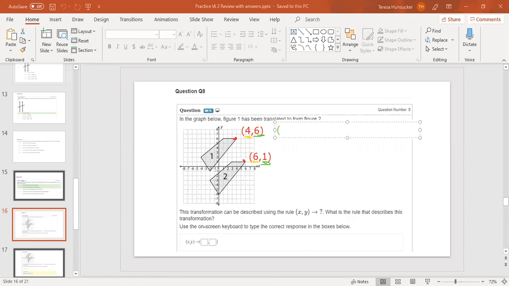So just looking at that set of corresponding points, I can say that if we took the point 4, 6, and use the rule, 4 plus 2, I add 2 to my x coordinate, and then I subtract 5 from my y coordinate, I'll end up with the point 6, 1.